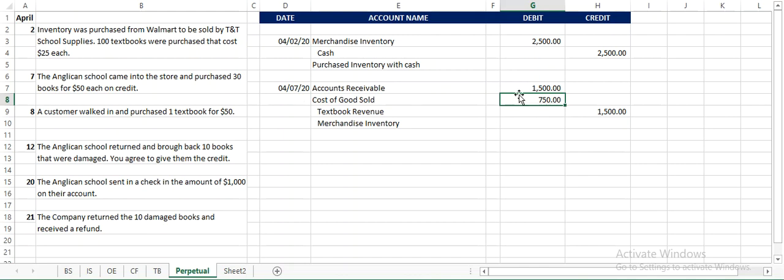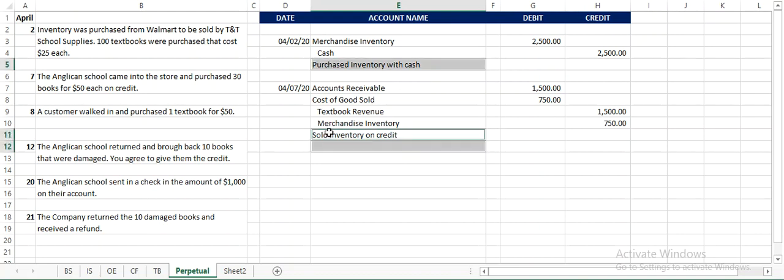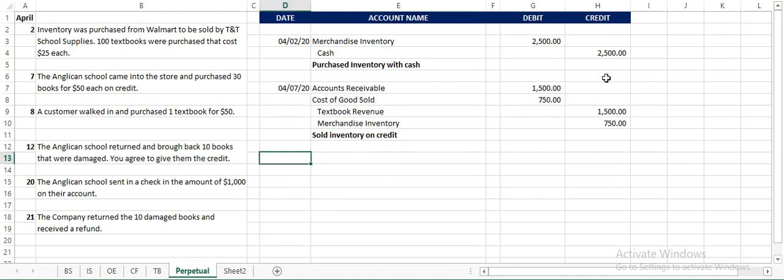That is going to be what the cost of goods sold is, and merchandise inventory is going to decrease by this amount, because we're saying that we no longer have $750 worth of textbooks at our disposal. So we have to reduce the inventory account by that amount. And so we can just put here: we sold inventory on credit. And that's actually it for that transaction. I'm just going to make this bold here. Okay, so let's move on.